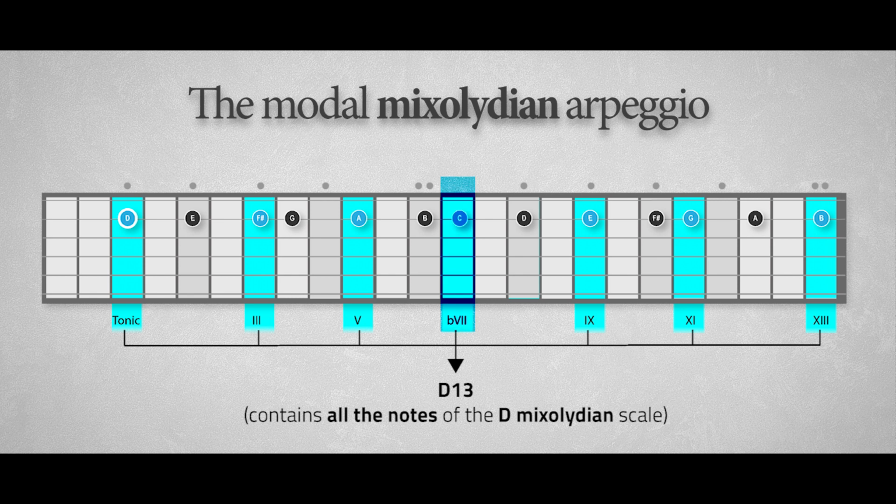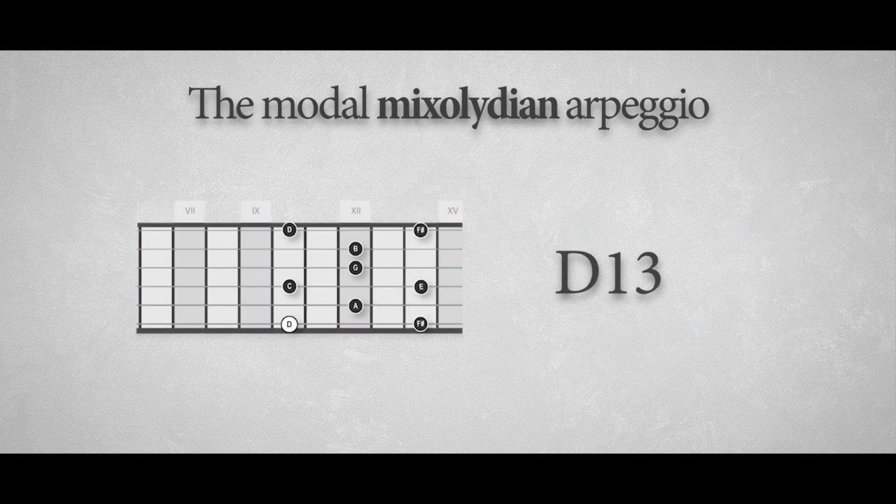The flattened 7th degree, the note C in D Mixolydian, is the characteristic note in this mode. Pay attention to the note C in this arpeggio. It's the flattened 7th degree and the characteristic note in the D Mixolydian mode. Especially this note will make this arpeggio sound modal. So this arpeggio will result in a Mixolydian modal sound.